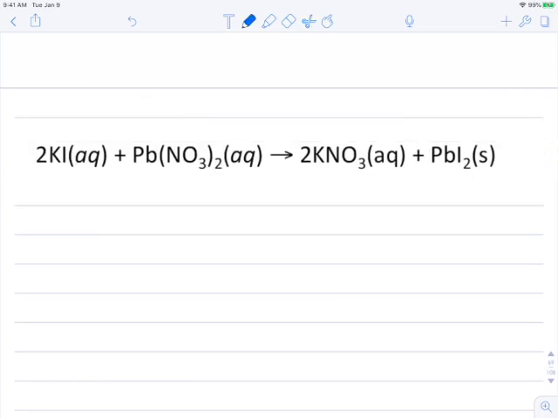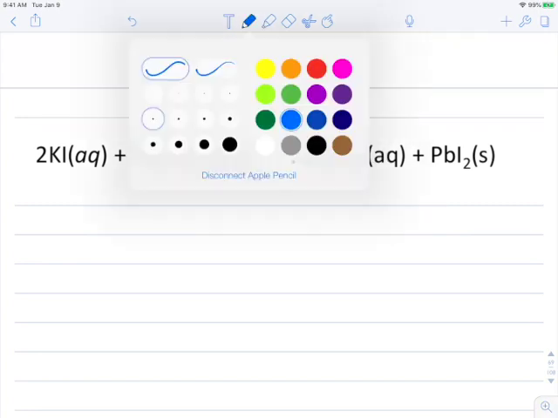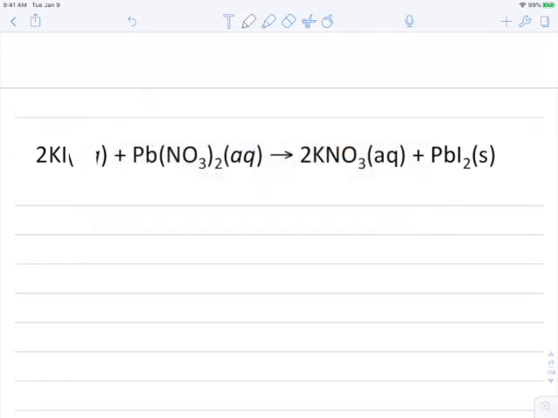All right, so let's imagine that we did not know what these states were. I want to show you how to find these states. All right, so I'm going to start off with the KI right here.